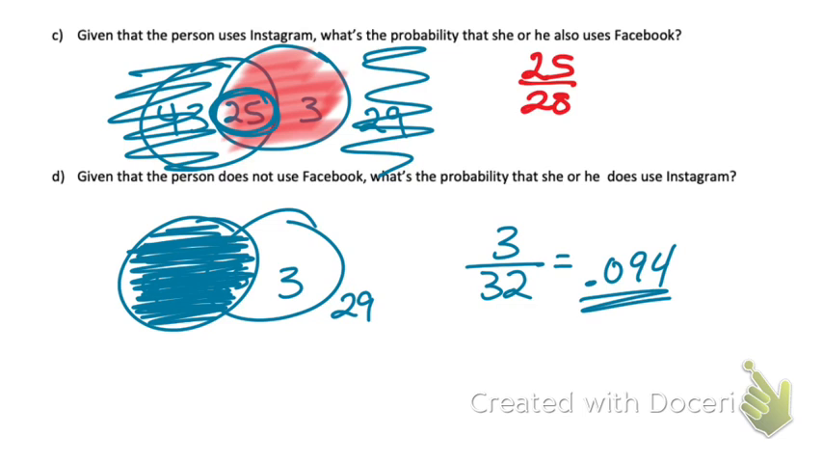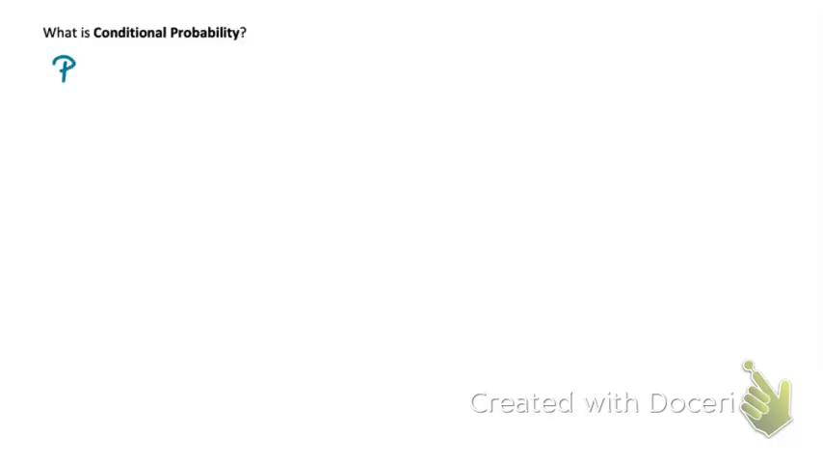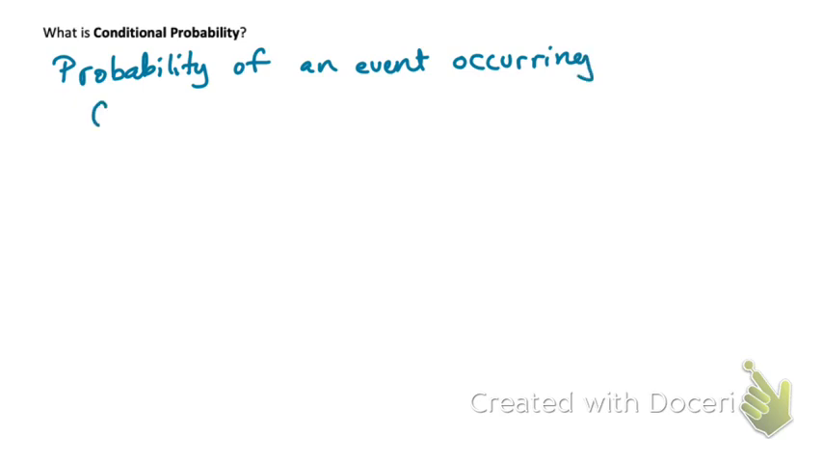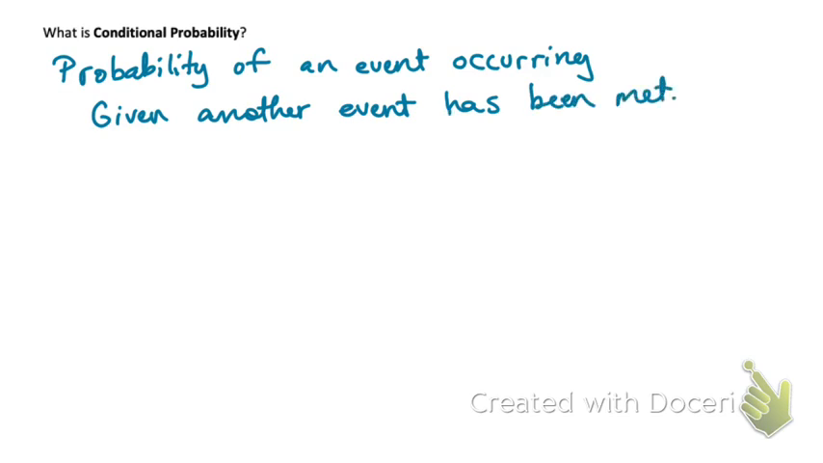So what you guys have just experienced is called conditional probability. Conditional probability, okay? So let's define conditional probability. Conditional probability is the probability of an event occurring given another event has been met. This is conditional probability. And you'll be happy to know there's some really fancy notation that goes with it. You ready for this? Yes.